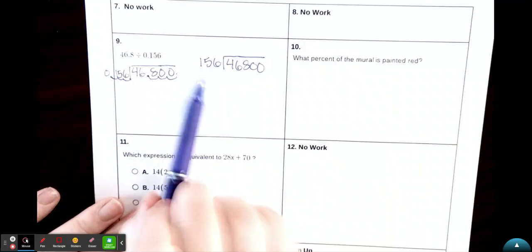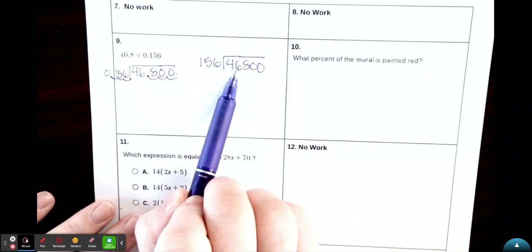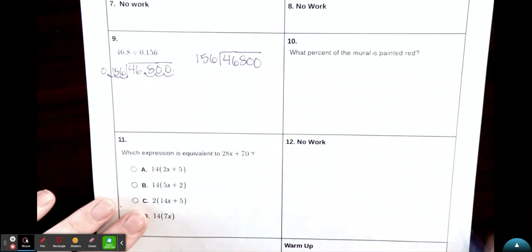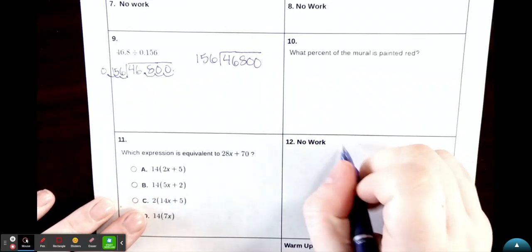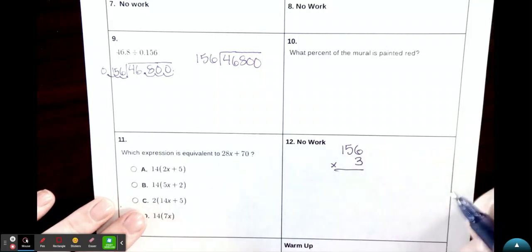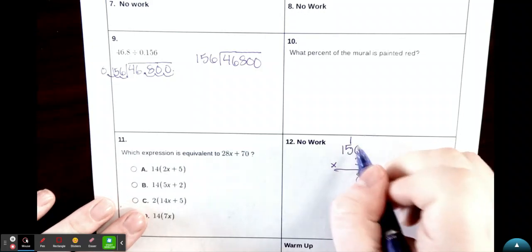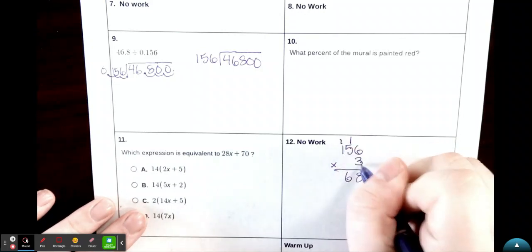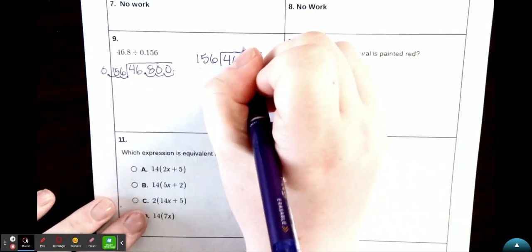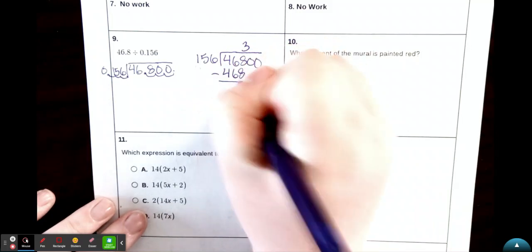Okay, can 156 go into 4? Can it go into 46? Can it go into 468? How many times do we think? Okay, let's try that. So down below, I'm going to do, so that I have some room, 156 times 3, that's our estimate. 6 times 3 is 18, carry my 1. 3 times 5 plus 1, 16, carry my 1. 3 times 1 plus 1. Oh, well, that's nice. So it goes into 468 exactly 3 times. And we subtract and we get 0.